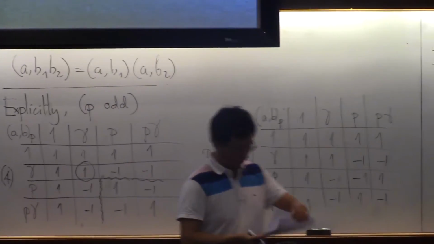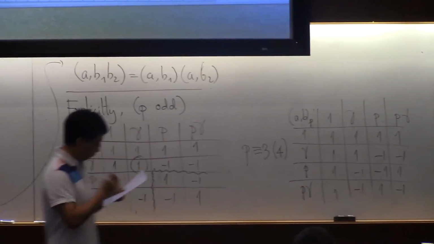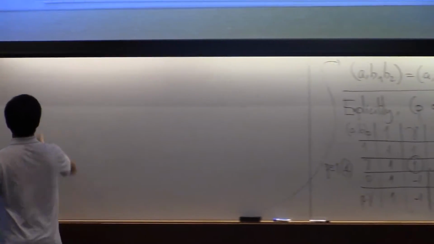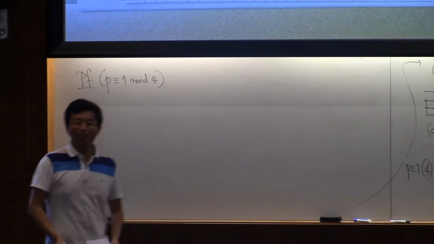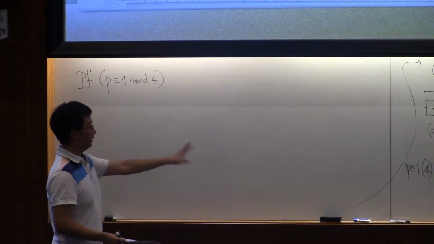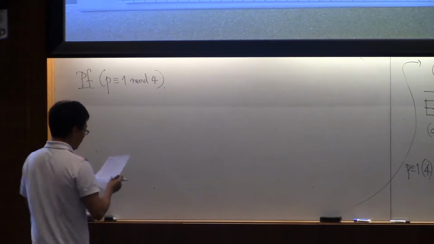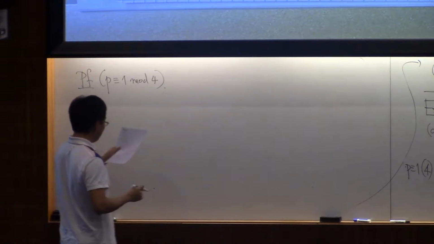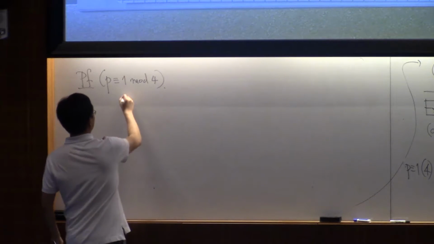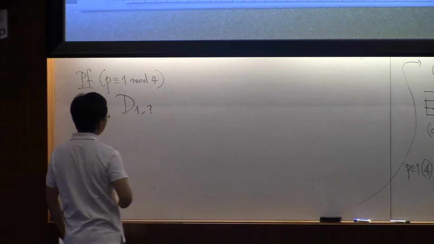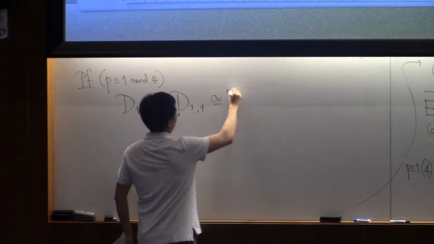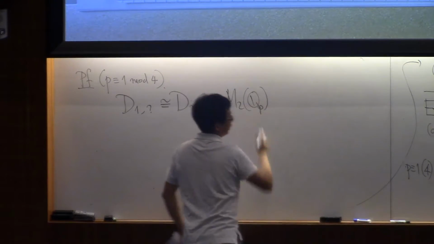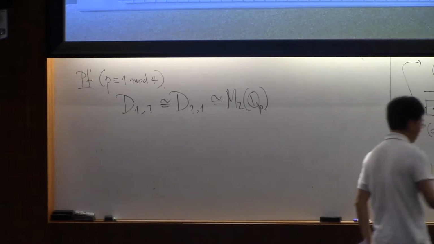Let's try to prove a little bit. I'm going to give a proof when p is congruent to 1 mod 4. In this case it's a little bit easier. When p is congruent to 3 mod 4, it takes more time. So first of all, as I said earlier, (1, b) or (a, 1) are matrix algebras. So that explains the first row and the first column.